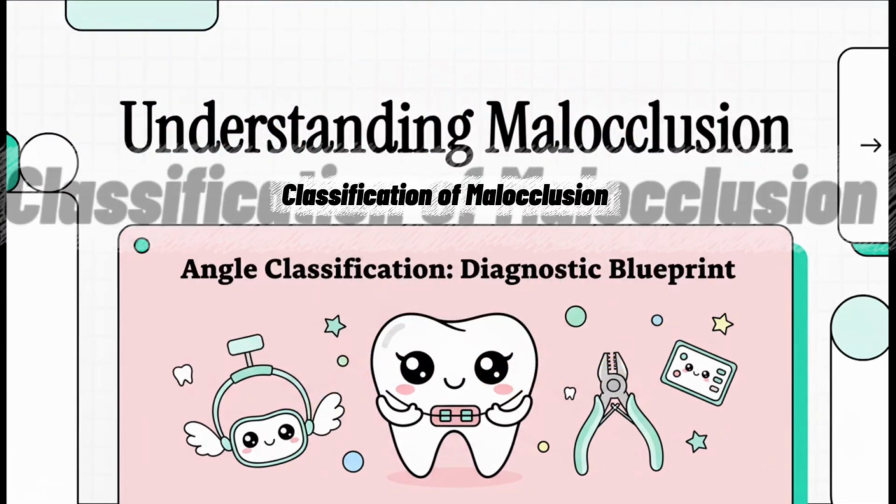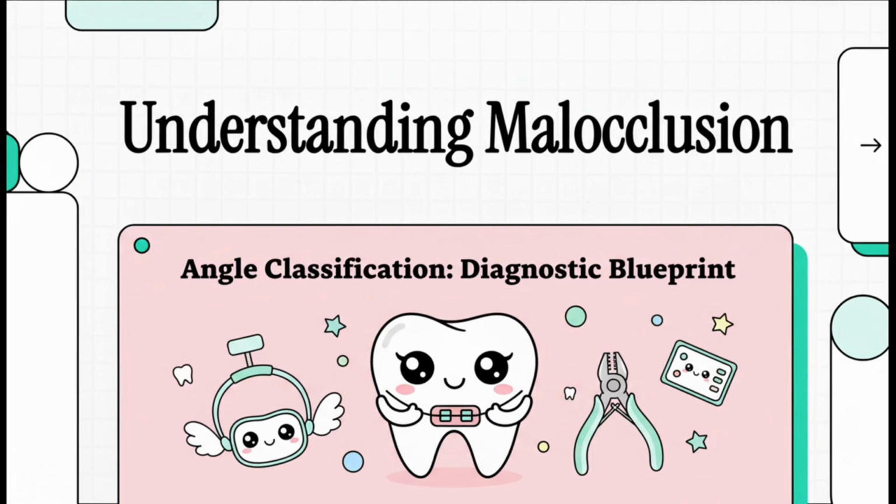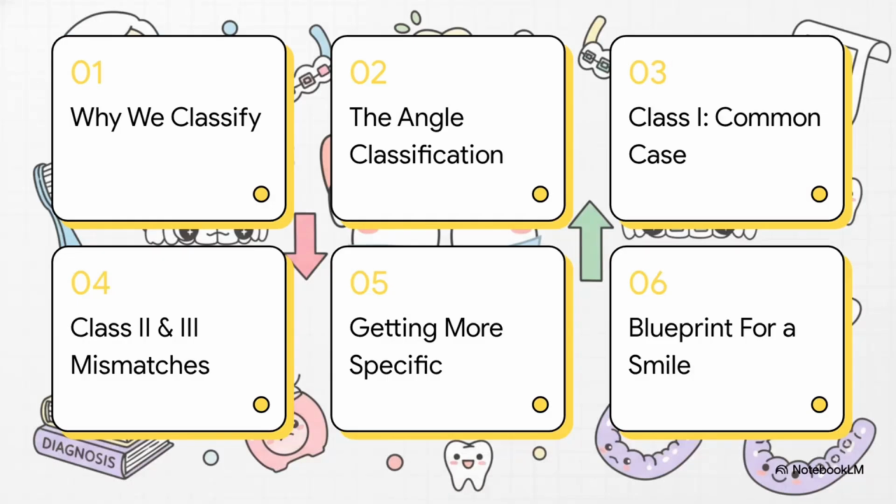Welcome to the explainer. You've probably heard your orthodontist throw around terms like a class 2 bite, right? Well, today we're going to decode that language. We're breaking down the entire system they use to classify how your teeth fit together, and it's all called malocclusion. Here's what we're going to cover.